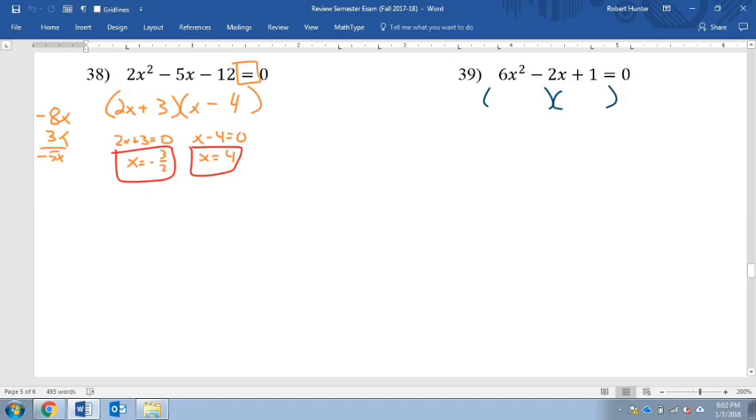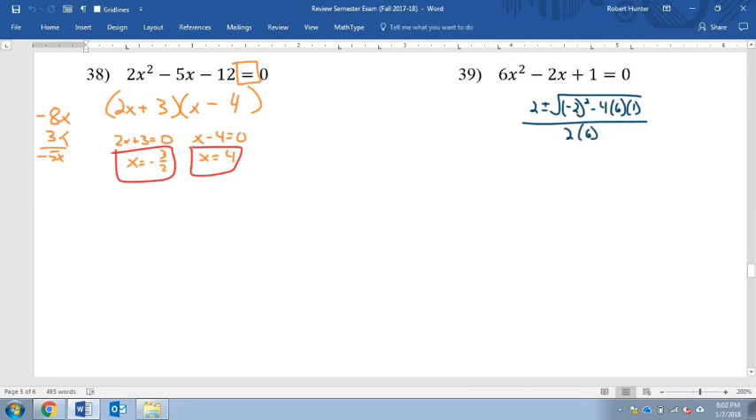I'm not sure this one's factorable. Anything that multiplies to 6 but adds to 2? Yeah, this one isn't factorable. So here we go. It's quadratic equation time. Negative b plus or minus the square root of b squared minus 4ac. That's squared, not to the fourth. Minus 4ac all over 2a.